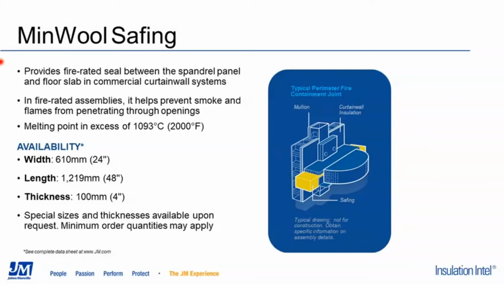So safing, despite the diagram, comes in typically a 24 by 48 inch bat, which is cut to fit depending on the application. So it gets cut on site, stuffed into that gap. So anytime you see multi-story construction going on, there's very high likelihood that there's going to be safing stuffed into those gaps of that building.